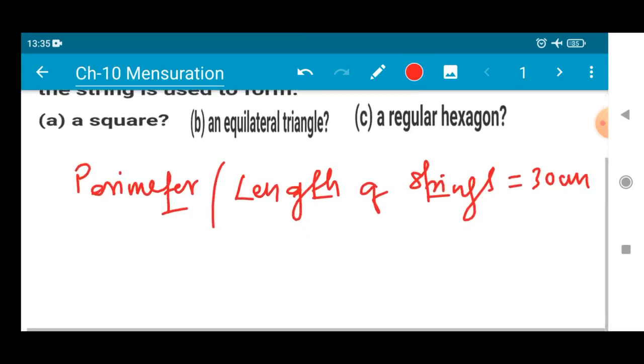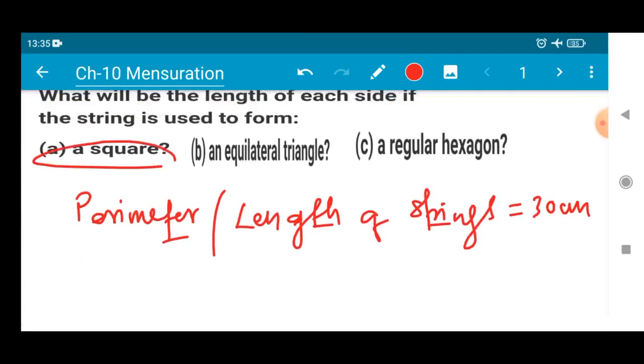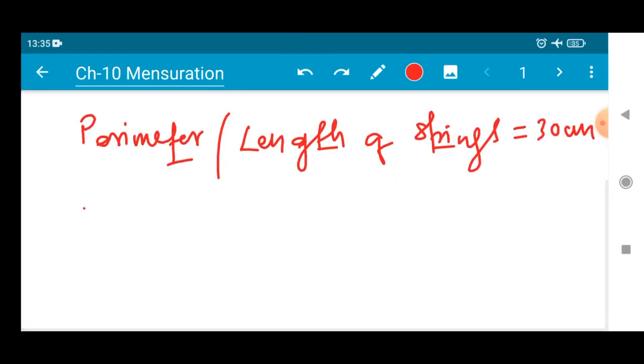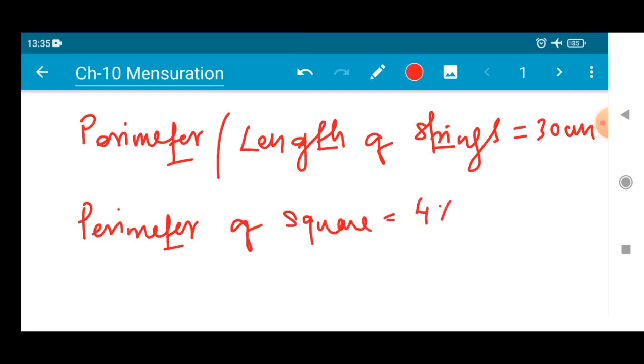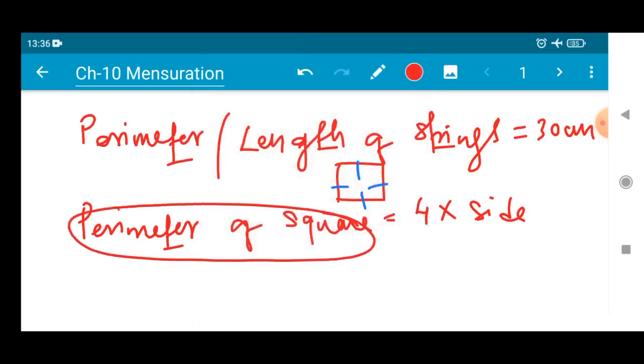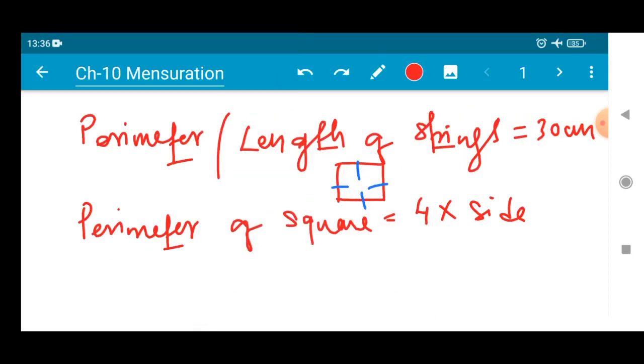Now from here we are making a square. So we have to find the side of this square. In order to find the side of this square, we will use the formula of perimeter of square. Perimeter of square we know is equal to 4 into side, because in a square all the sides are equal, isn't it? So hence we can write 4 into side. We also know that the perimeter of the square means the total length of the string, they are equal. So hence we can write 30 is equal to 4 into side.